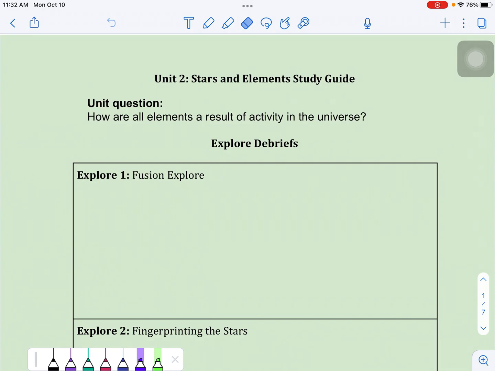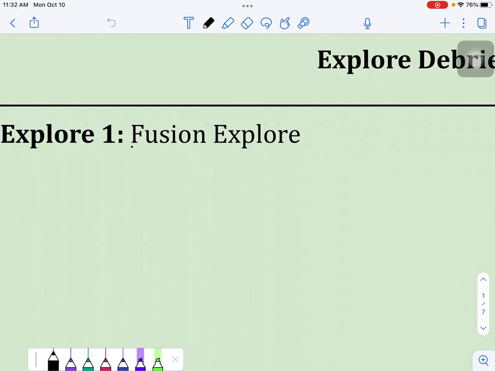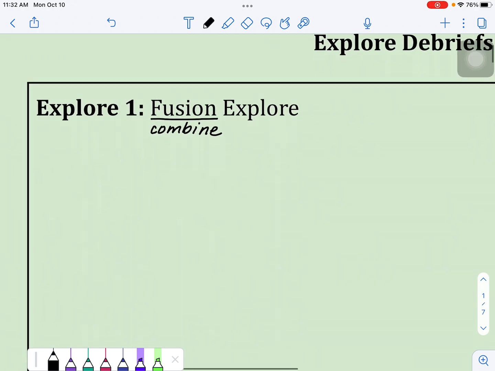So you should be following along with me on your green sheet. Starting with here, just what is fusion? We talked a little bit about what this is, and we used in our class the key word of combine. This is what we're thinking about. When something is fusing, it's combining with something else. So Fusion Explorer, we were thinking about combination, like we said, of elements happening within stars.